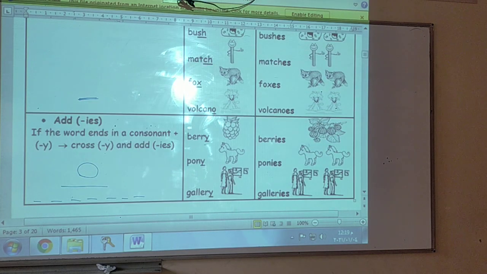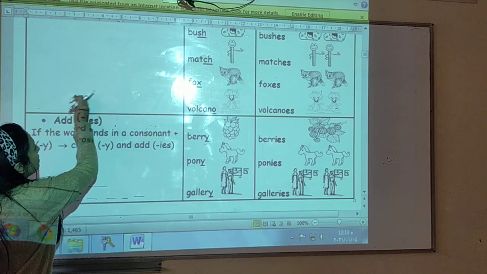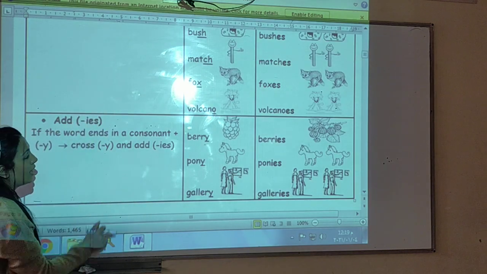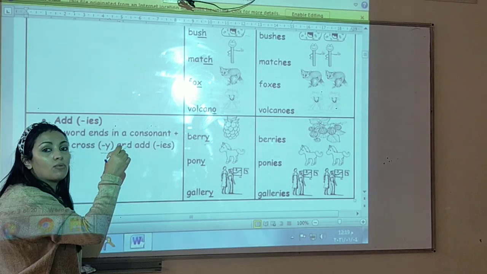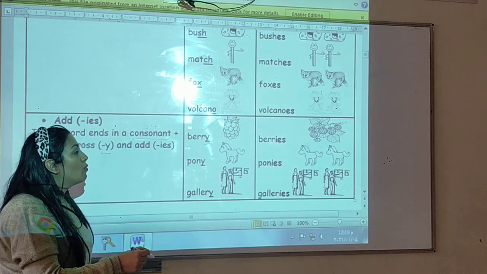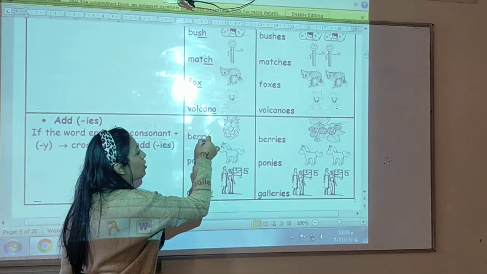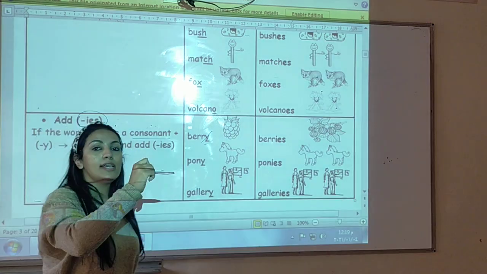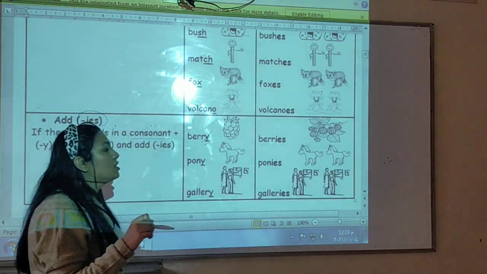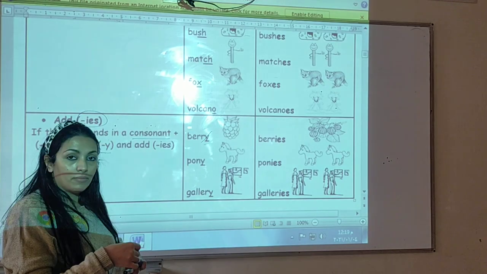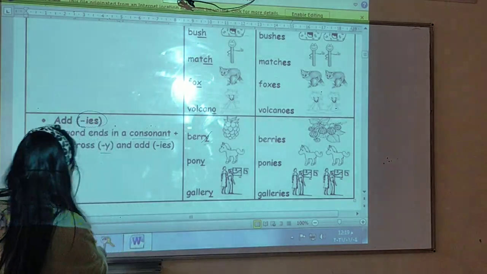If the word ends with Y, and the letter before the Y is a consonant, so what are we going to do? We are going to cross out the Y and add IES, not only S. So these are the two exceptions in the plural form. Now we are going to do the classwork.